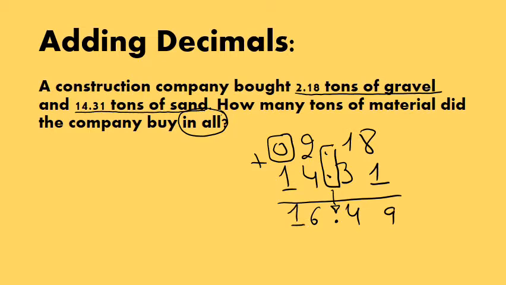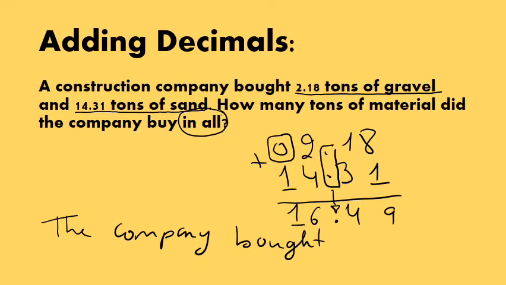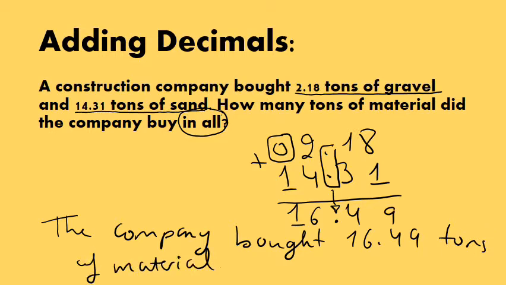So, can you give me a complete answer? The tons of materials used is 16.49. So we can say the company bought 16.49 tons of material.